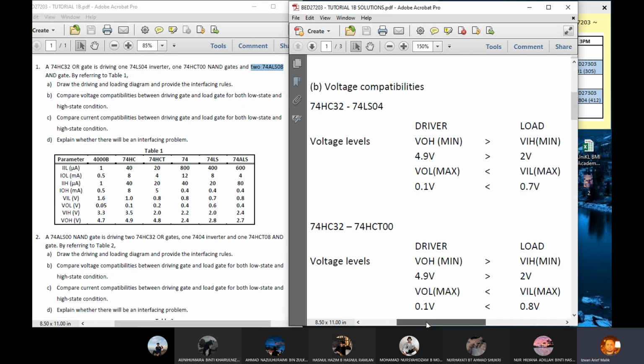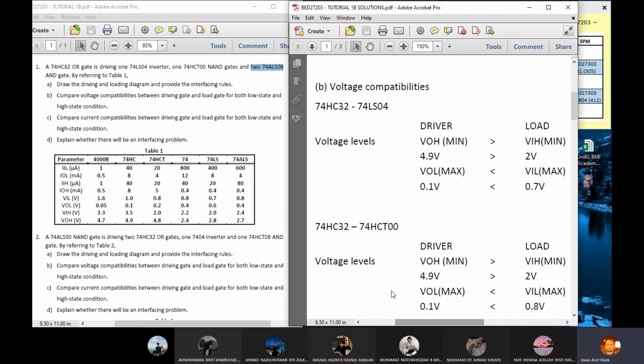Question 1B: compare the voltage compatibilities between the driving and the load gate, both for low state and high state. H is the high state, L is the low state. For the first one, between HC and LS, I use 74HC32 with 74LS04.